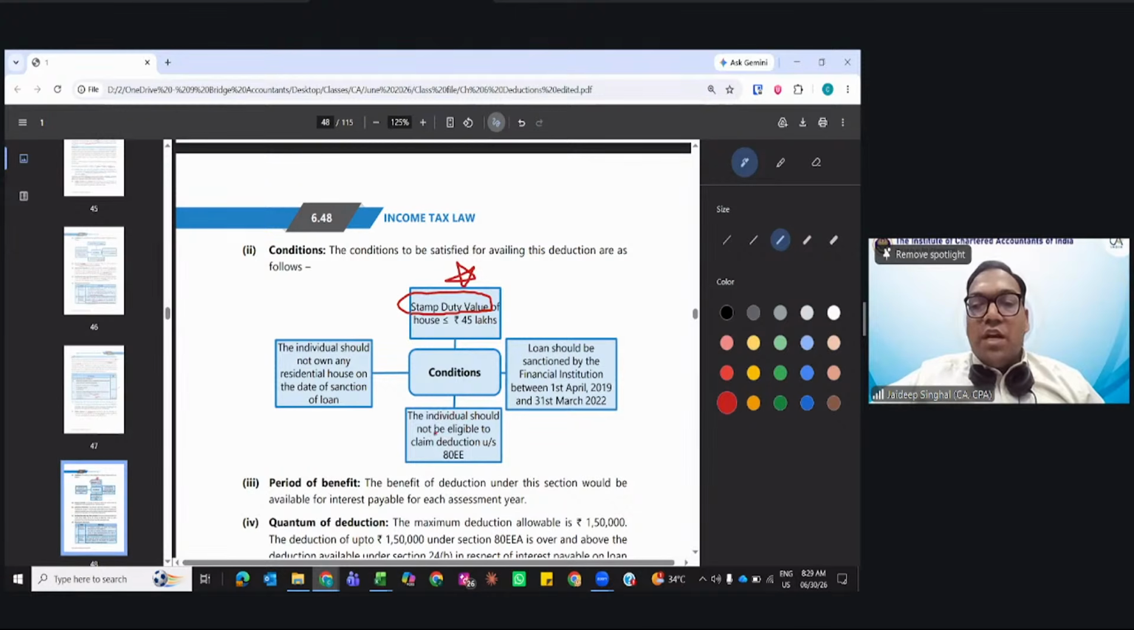Next, there is no condition on the amount of loan. The individual should not be eligible to claim 80EE, which we already know because these sections are not overlapping. There is no condition on the amount of loan. Clear?